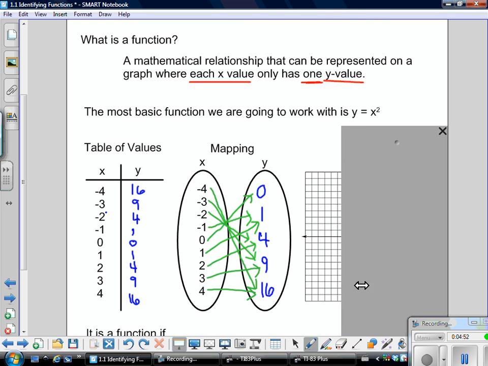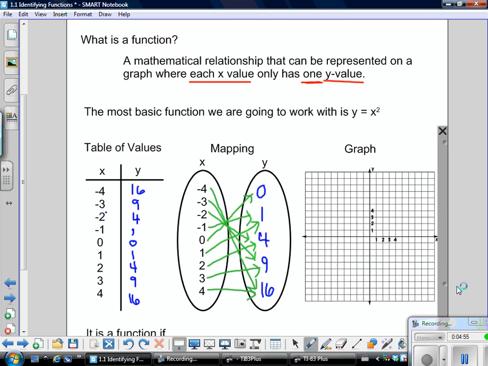The last way that I can tell is if I have a graph. So right now I don't have a graph, so I'm going to create it. If I take my table of values, I can very quickly plot 4, and then at 3, I have 9, which should be here. It's not too bad. I think I missed one, did I? No. So there are my points, and now I'm going to draw as best as I can my parabola.